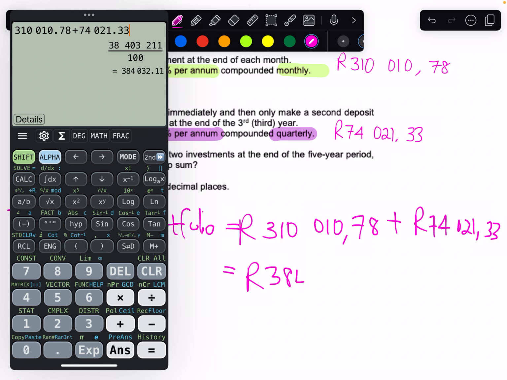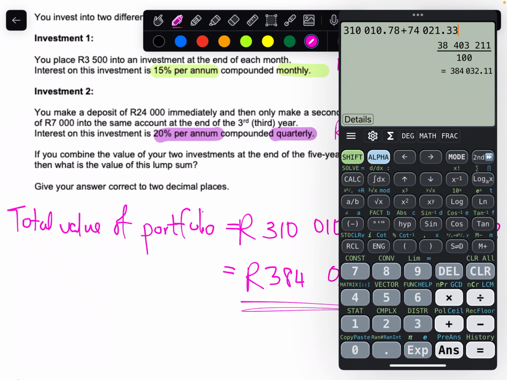But anyway, we now get 384,032 Rand. This is so weird to say. And 11 cents as our final answer. So, fingers crossed. What is the value? They get the same number. Hooray, hooray. Okay, great.